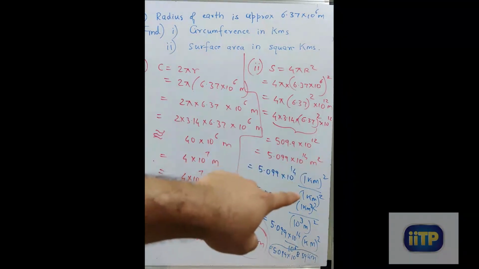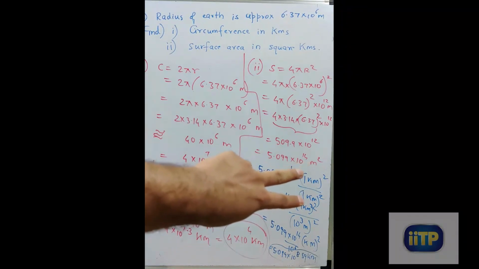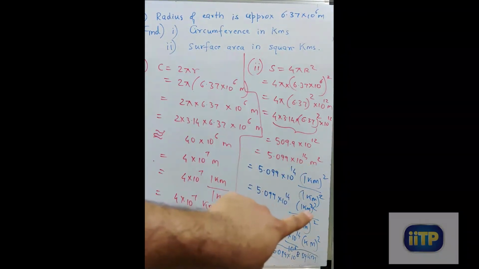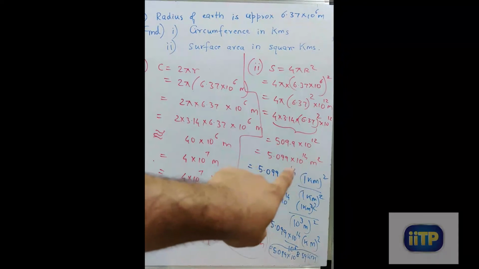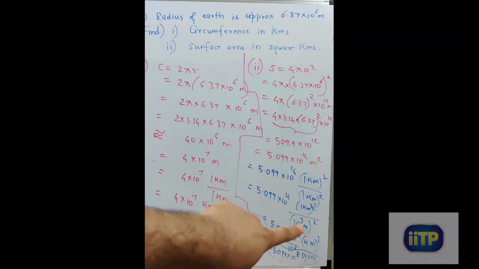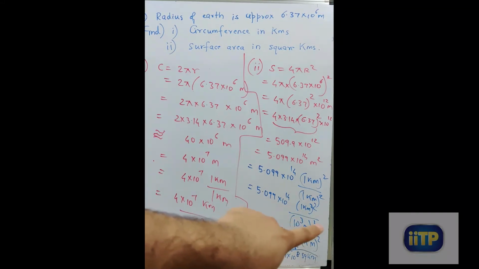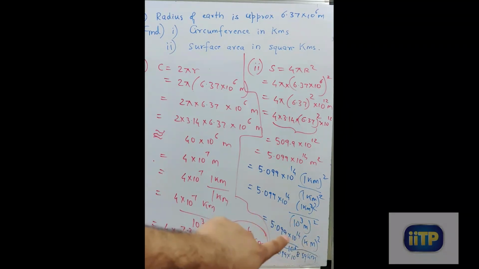So 1 meter square can be written as, you can multiply it by 1 kilometer square, divide by 1 kilometer square, this is one and the same, right? We have to find the answer in square kilometer. So let us convert the downward 1 kilometer to 10 raised to 3, that is 1000 meter. So 1000 meter square, downward will be 10 raised to 3 square is 10 raised to 6. This 6 will go up, 10 raised to 14 minus 6, that is 10 raised to 8. Final answer is 5.099 into 10 raised to 8 square kilometer.